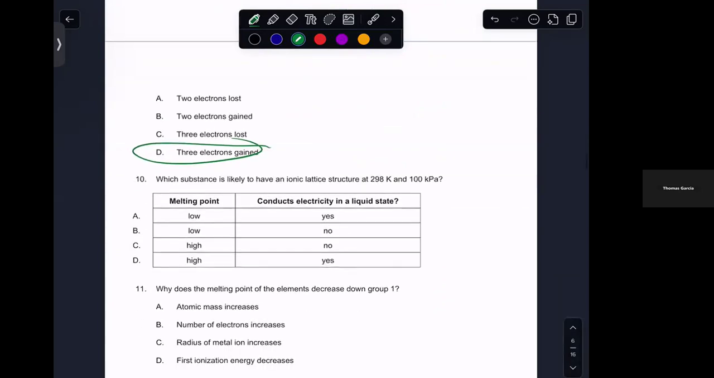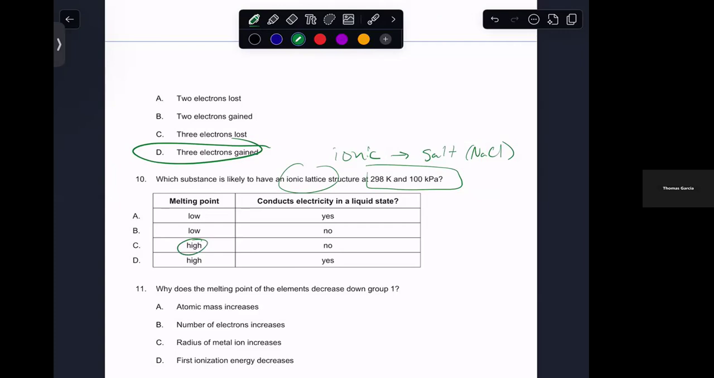Number 10, which substance is likely to have an ionic lattice structure at 298 and 100 kPa? So for something that has an ionic lattice structure, we're looking for something that's ionic at room temperature and pressure. An ionic compound, generally I think of something like salt, specifically table salt, NaCl. So does salt have a melting point that's high or low? Well, salt's melting point is pretty high.